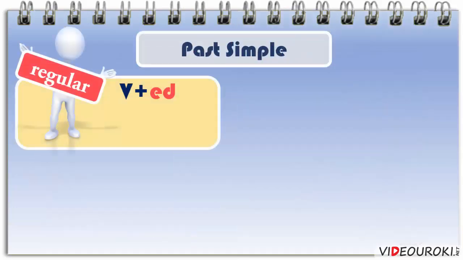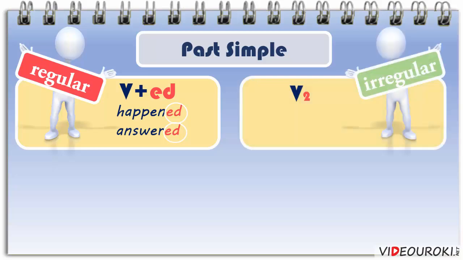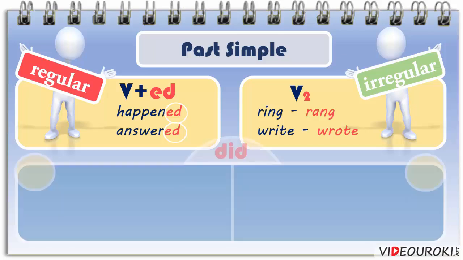We form the past simple of regular verbs by adding ed to the main verb. Happened, answered. And we form the past simple of irregular verbs differently. That's why we have to learn them by heart or use the list of irregular verbs. For example, run, ran, write, wrote.